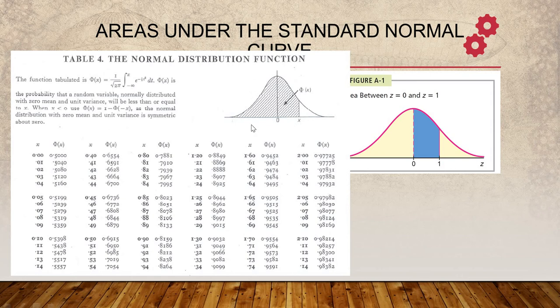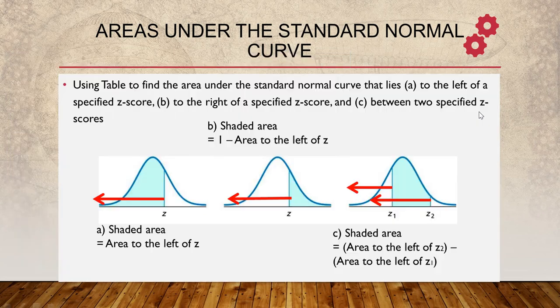How do we know if the value is on the left? Let's look at the idea. Our table gives the area to the left. So if we want the area to the left, we take directly from the table. If the shaded area we want is the tail, the small one, just now was the big one, now the small one on the right.